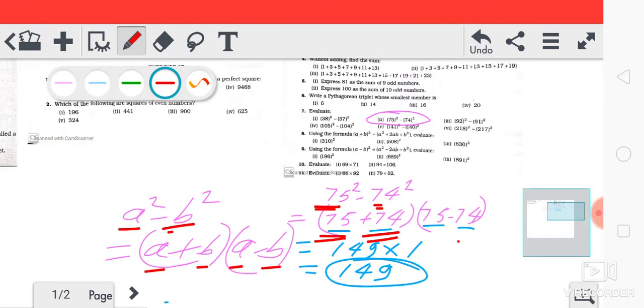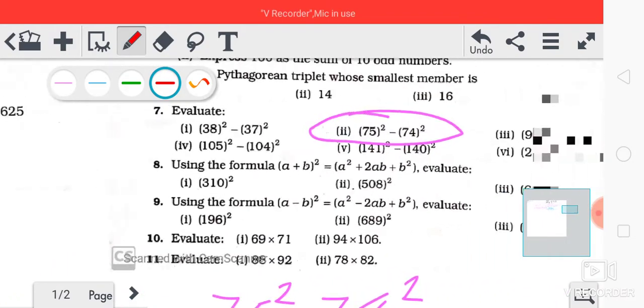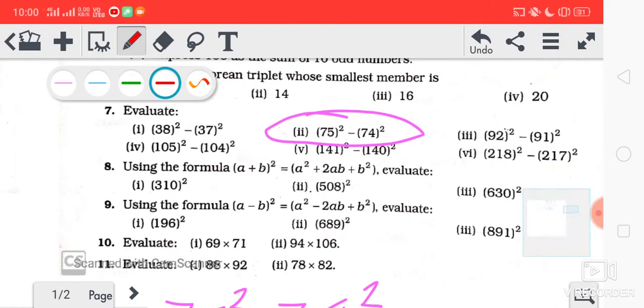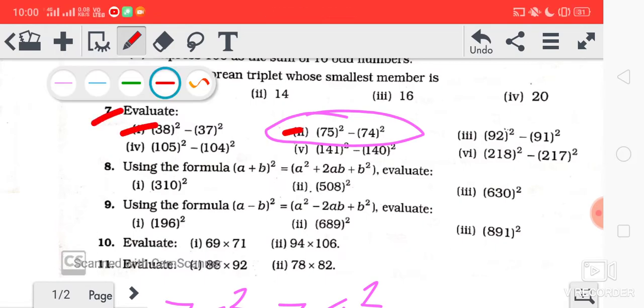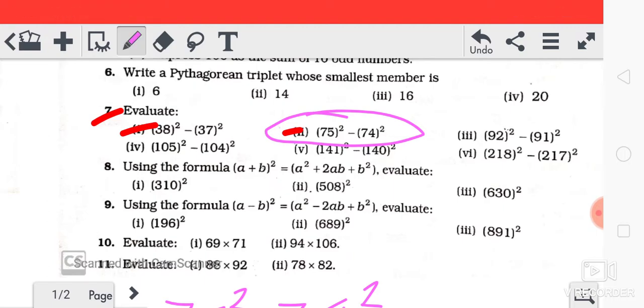So the rest of the questions of this part: question number 7, parts 1 and 2, I have done for you in the same way. Question number 3 you can do, and question numbers 4, 5, 6 you can do. Now come to question number 8.